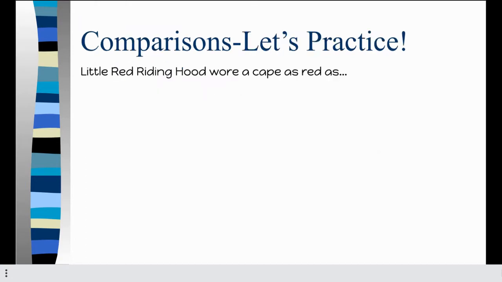So let's practice. Little Red Riding Hood wore a cape as red as... what do you guys think? She wore a cape as red as... if it's red, so we want to know it's not a pale red or a pinkish red, but a strong, vivid red. We have to think of something else that has a similar kind of red. Something that's a strong red. The cape was as red as... maybe your cheeks when you're embarrassed, or as drops of blood, or as a heart when a heart loves something.